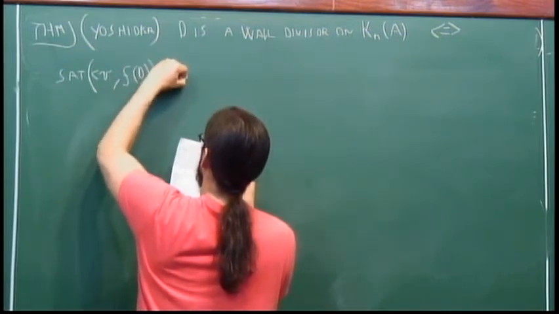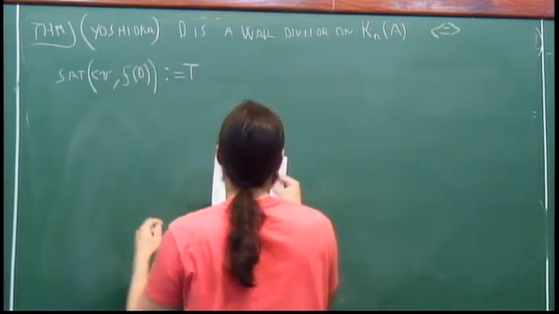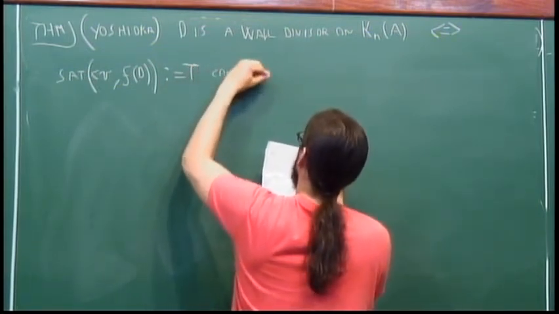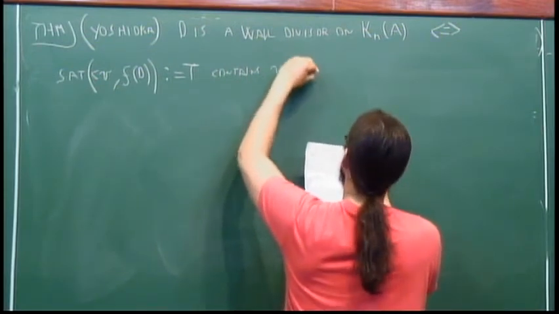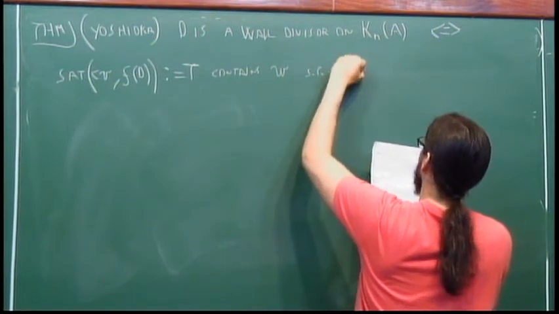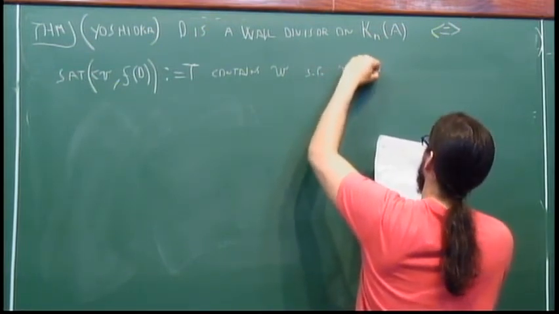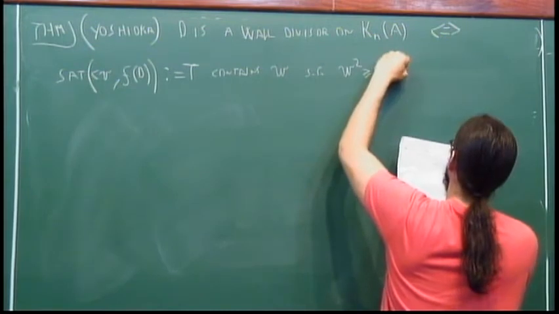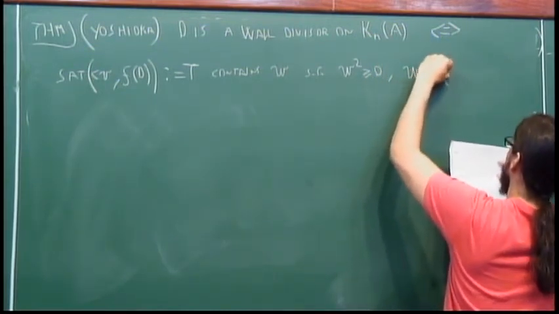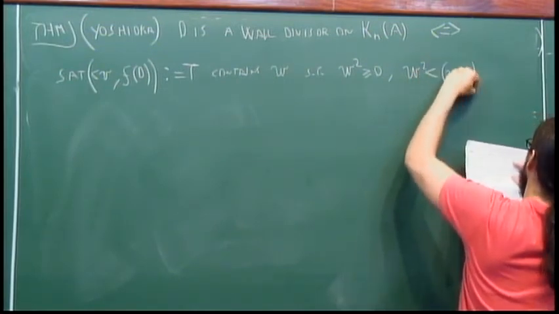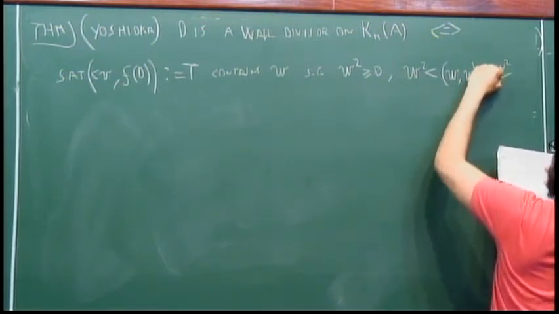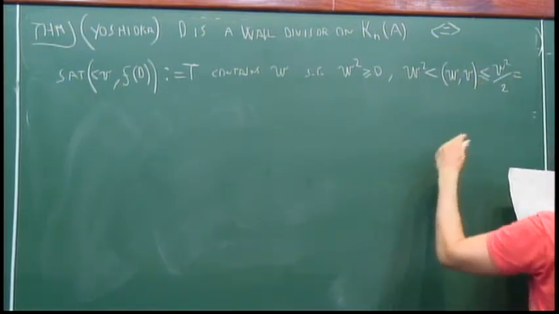which I will call T, contains W such that W square is positive and W square is strictly smaller than the pairing between W and V, and smaller than V square divided by 2, which is just n plus 1.